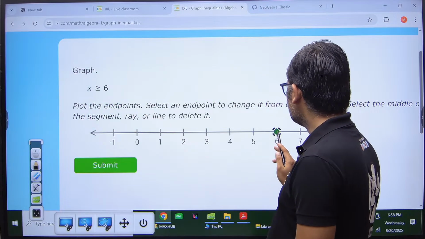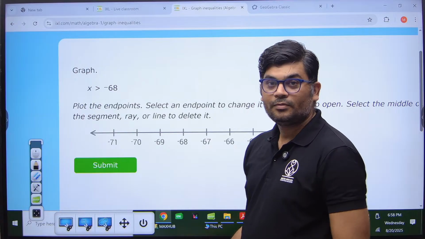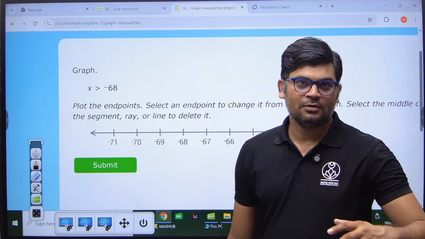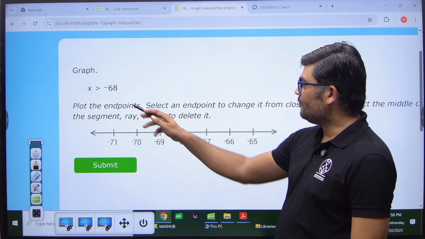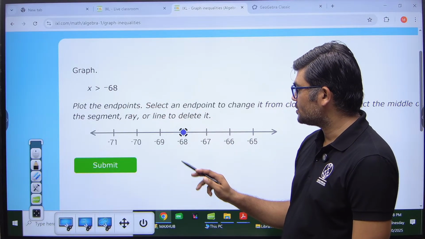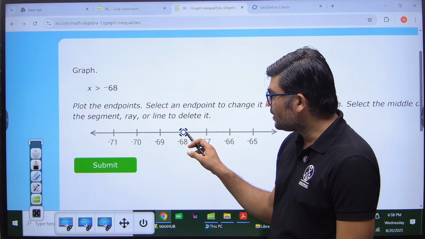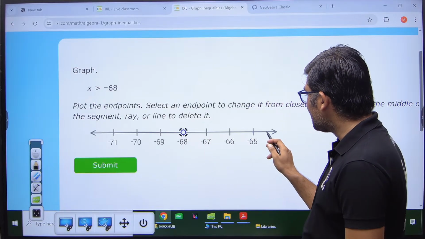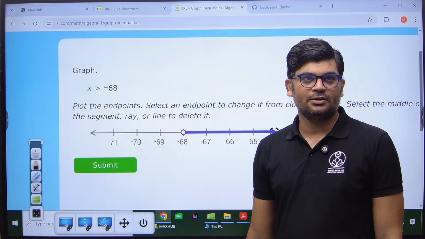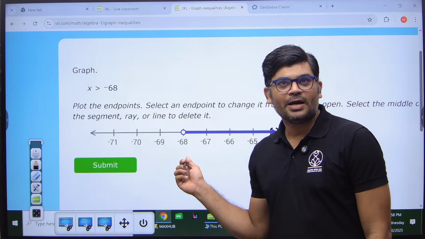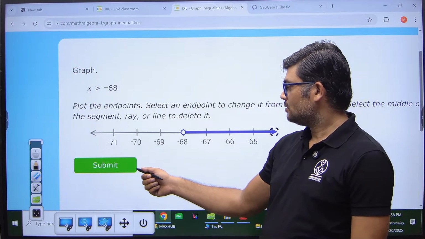Greater than or equal to 6. Greater than or equal to means it can be both. The dot is shaded, right? Yeah, means the darkened part. If it is just greater, you should not include this, so you have to click it twice. Once you click it twice, it becomes a circle. That means x is greater than 68, but x cannot be equal to 68. Understood? Yes. Okay.